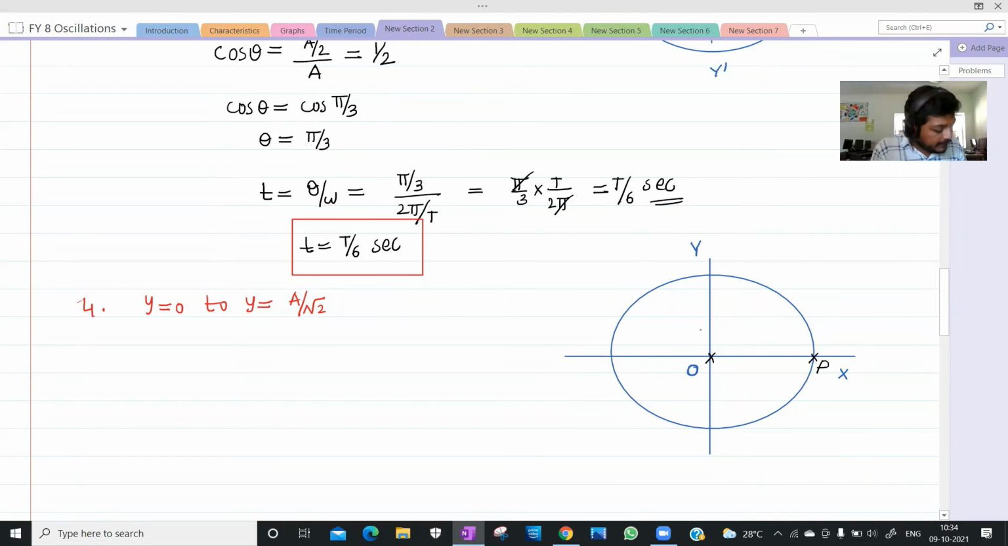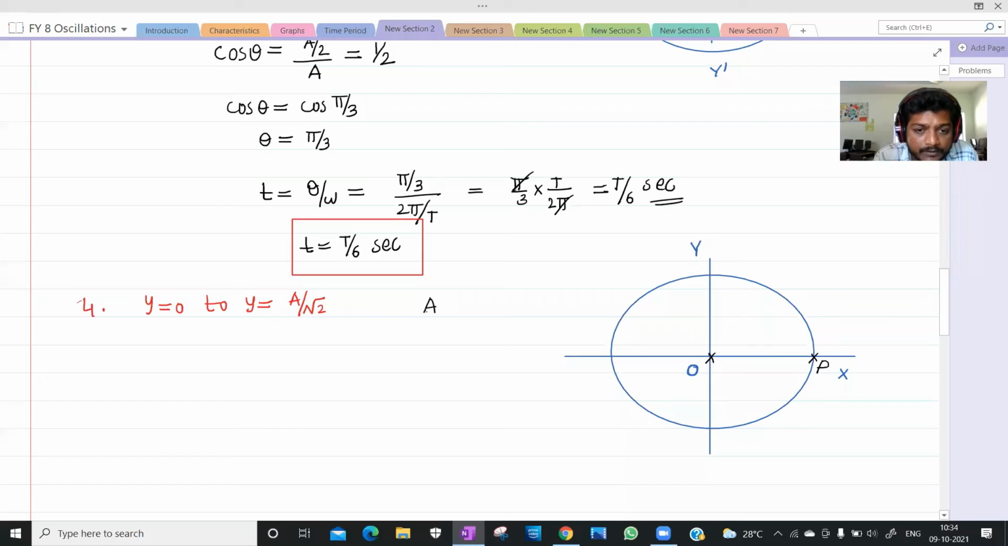Is it less than a? What is the value of 1 by root 2? It is less than a, but is it less than a by 2 or greater than a by 2? It is greater than a by 2. So a by root 2 is greater than a by 2.